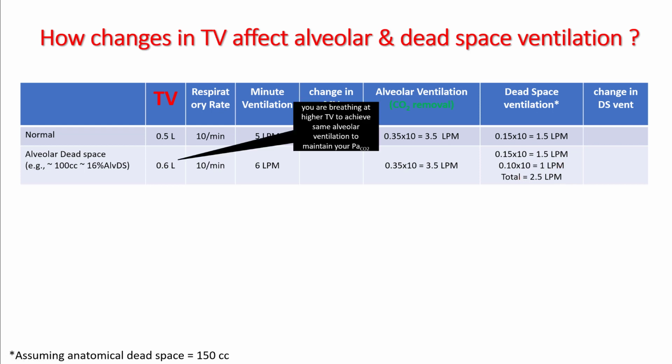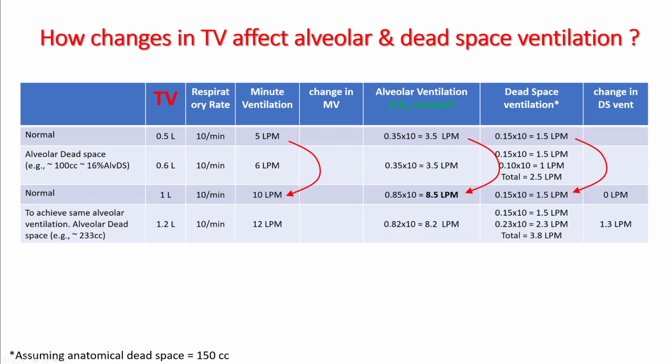These patients with alveolar dead space have to breathe at a higher tidal volume to achieve the same degree of alveolar ventilation to maintain the PaCO2. If you double the minute ventilation in this case by doubling the tidal volume, your alveolar ventilation increases more than double. So instead of 3.5 going to 7, their alveolar ventilation is now 8.5, and your dead space actually remains the same, because even if you have increased the tidal volume, your anatomical dead space has not changed.